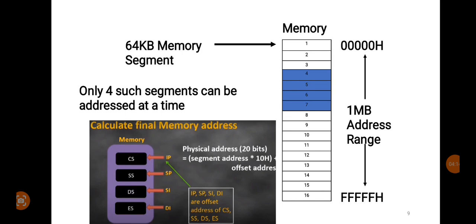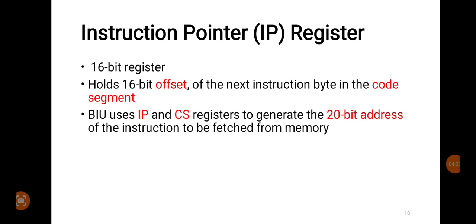In that picture, the IP, SP, SI, DI are given here. They are used to access a particular memory location from that segment. The instruction pointer is a 16-bit register. It holds the 16-bit offset of the next instruction byte in the code segment. Always it points to the code segment.